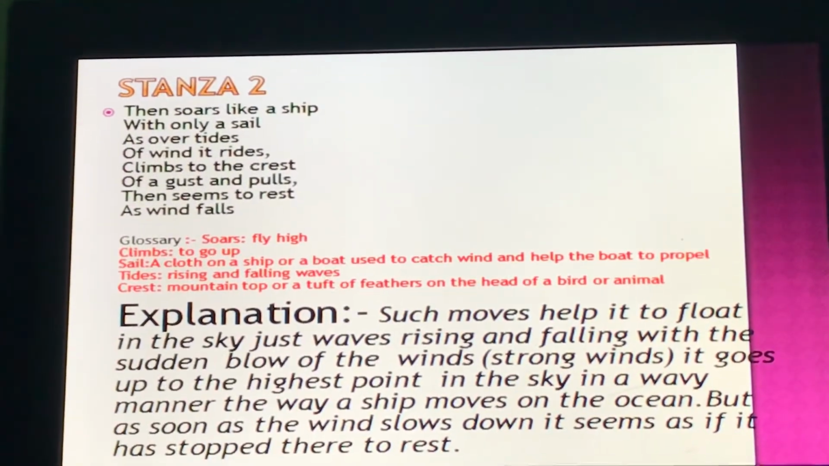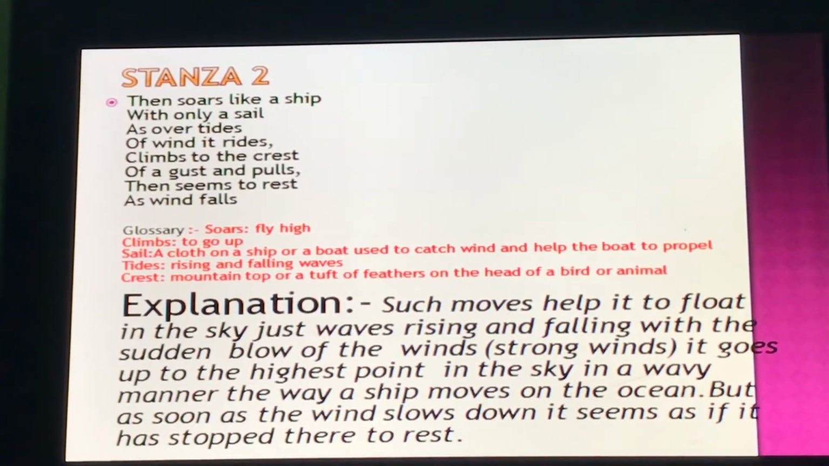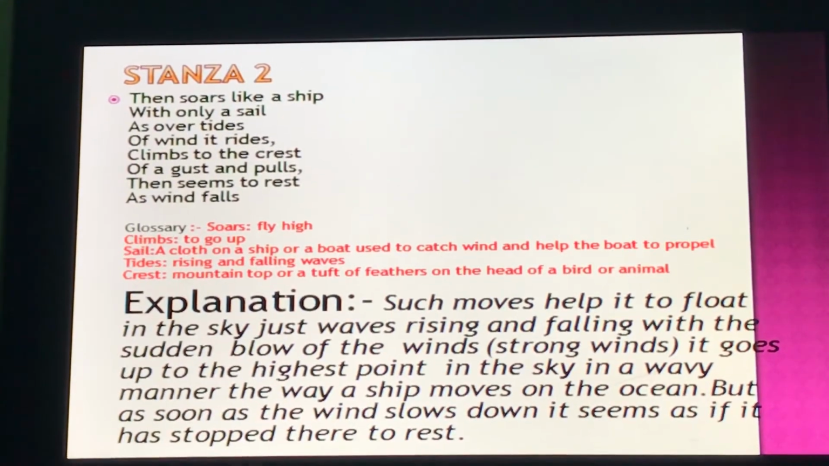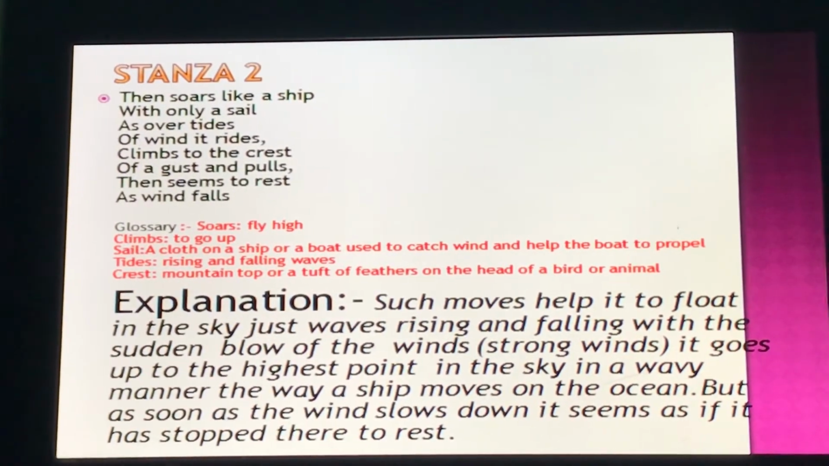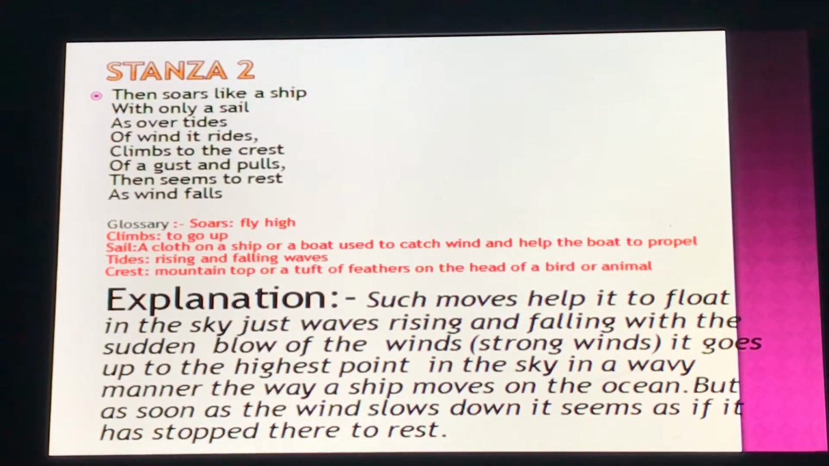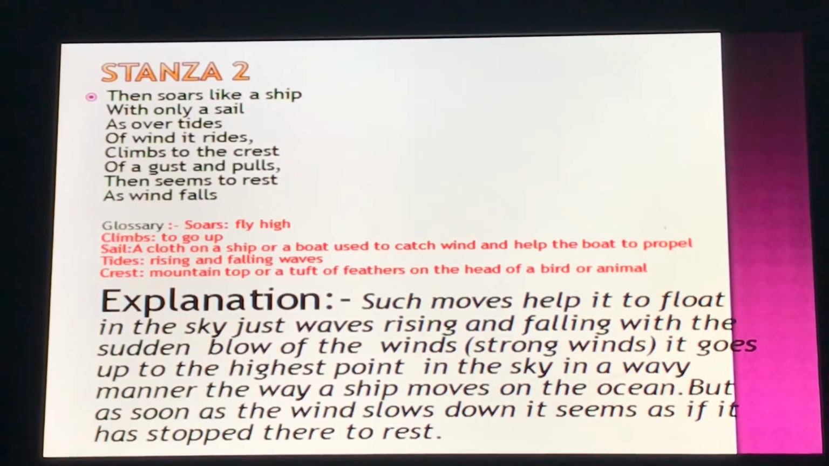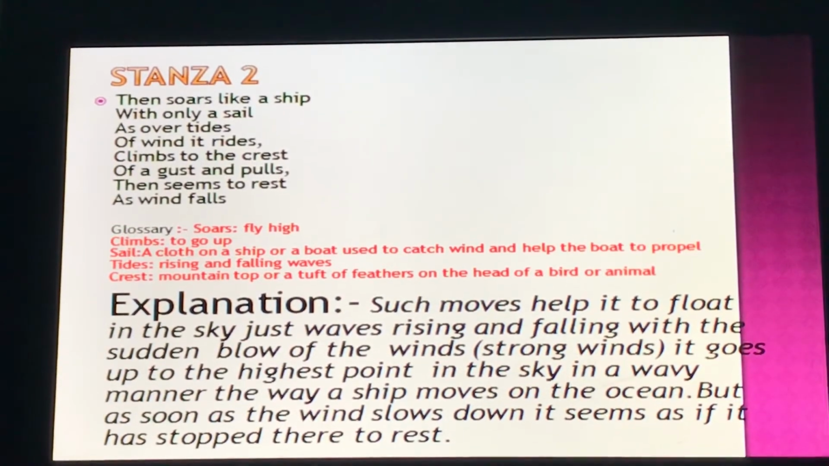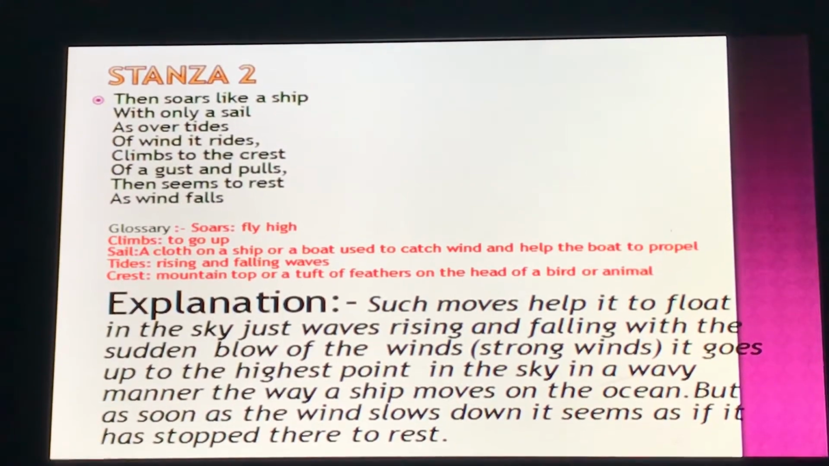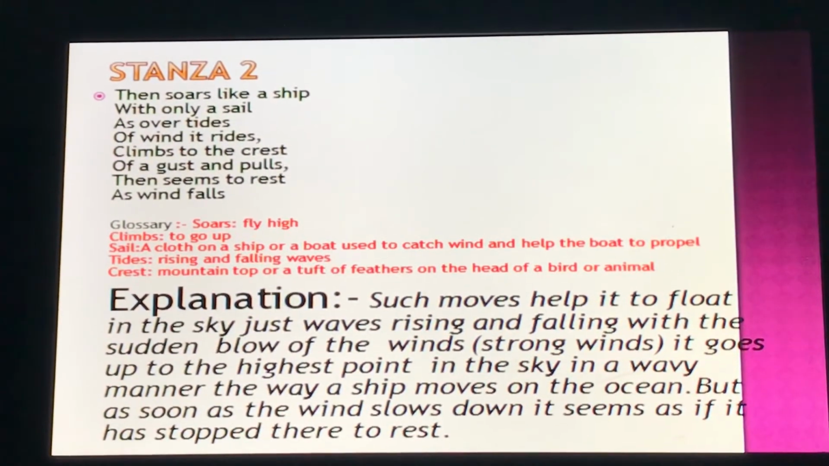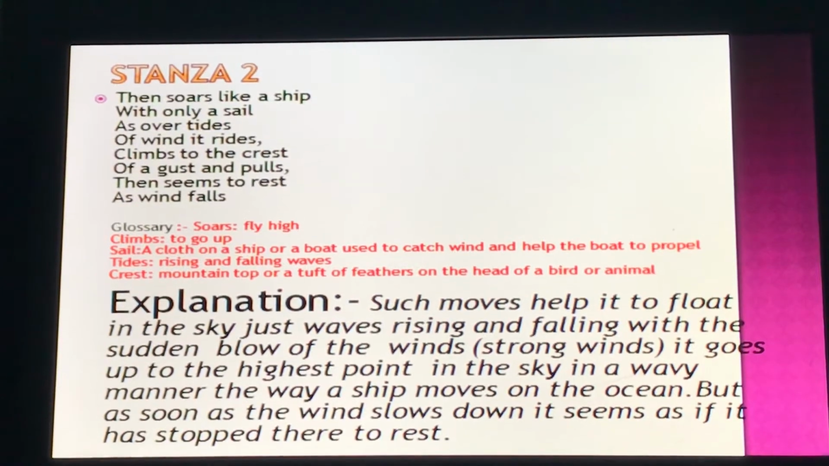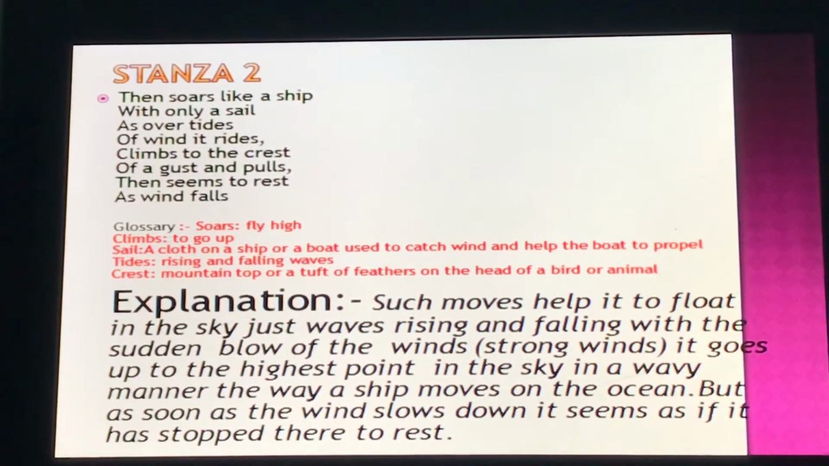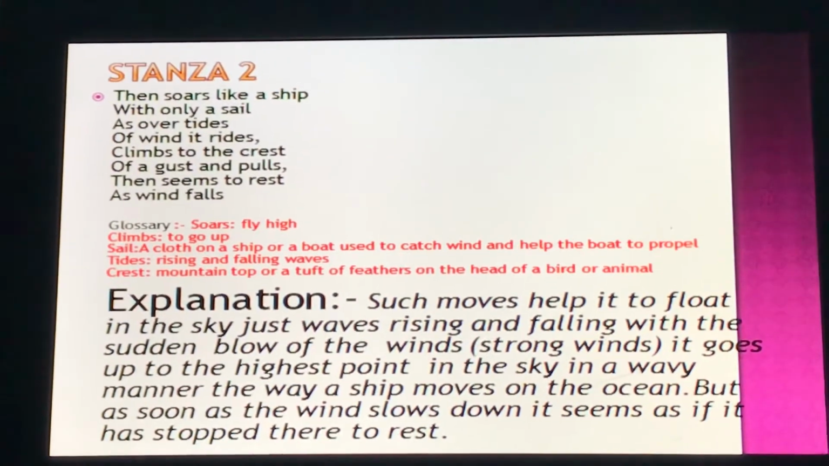Then soars like a ship with only a sail, as over tides of wind it rides. Climbs to the crest of a gust and pulls, then seems to rest as wind falls. Soar stands for fly high. Climbs means to go up. Sail is a cloth on a ship or a boat which is used to catch wind and help the boat to propel. Tide stands for rising and falling waves, and crest is the mountain top.